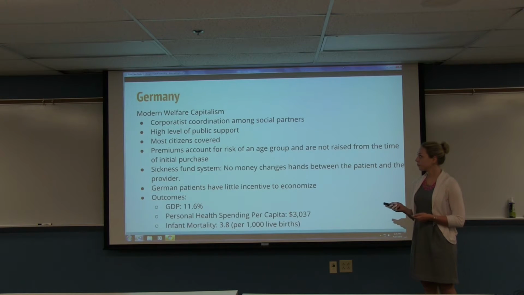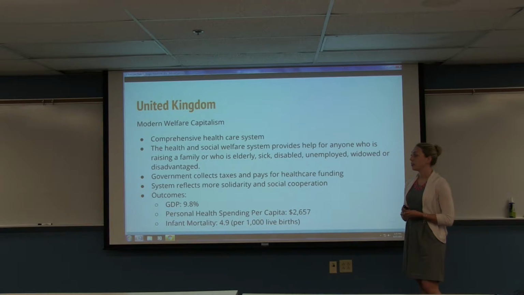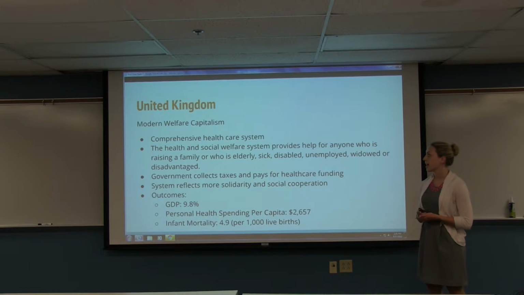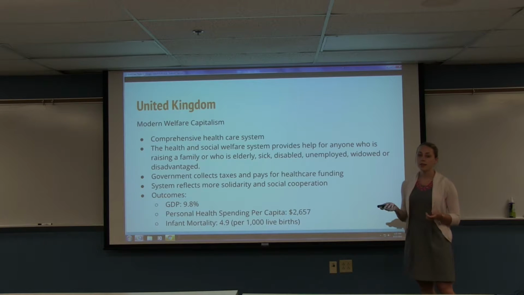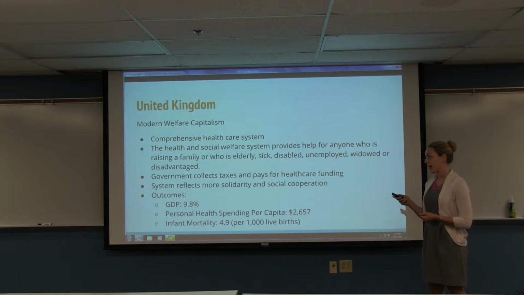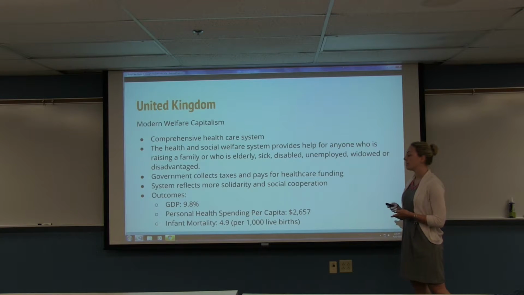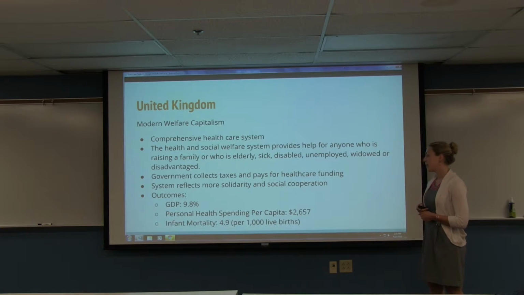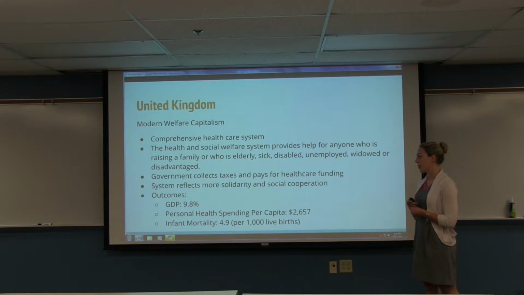Finally, the UK, which also can be considered a modern welfare capitalist society, has a comprehensive healthcare system. Nadia talked about the NHS. Their health and social welfare system provides for anyone who is sick, and at some point everyone in the UK is going to use this system, and it's funded through government taxes. This system overall reflects more solidarity and social cooperation, and their outcomes are also better than the United States outcomes. Their healthcare represents almost 10% of their GDP. Their health spending is $2,600 per capita, and their infant mortality is almost 5 per 1,000 live births.